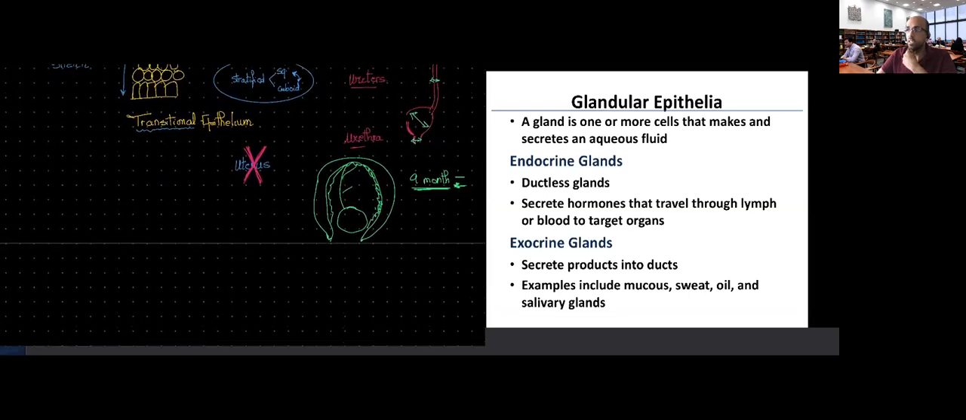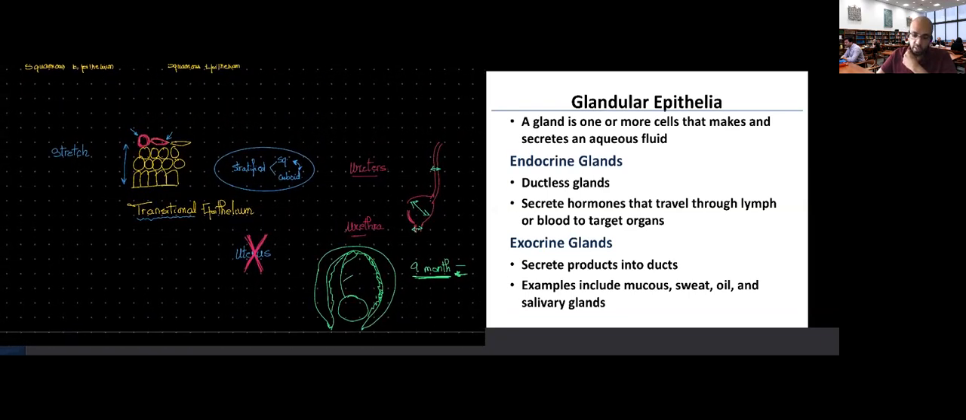All right, so again, where is the transitional epithelium located? Not the uterus. All right. Where is the transitional epithelium located? It's located in the urinary tract: ureters, urinary bladder, and urethra. Not the uterus, not the uterus.